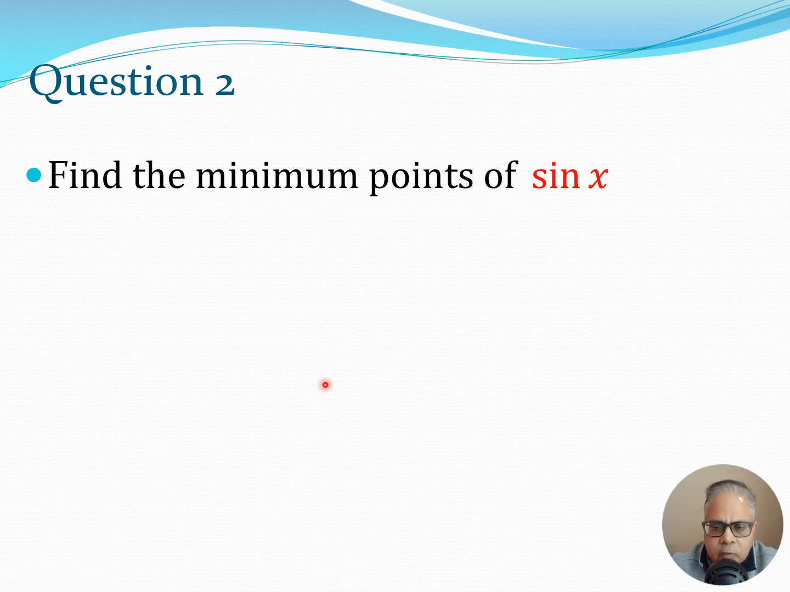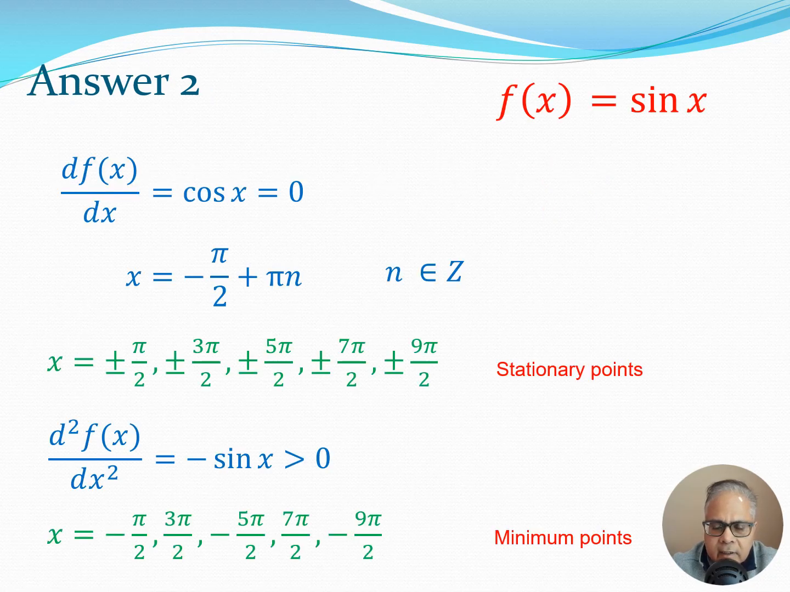Now let's move to question number 2, which asks you to find the minimum points of the function sin x. Now this is a function which is interesting, pretty much popular and ubiquitous as far as math is concerned. And the interesting thing here is that if you take the derivative and set it to 0, you will be setting cos x equal to 0, and this has got a multiplicity of solutions. So this is something which is sometimes known as a multimodal optimization problem. There are going to be an infinite number of stationary points here.